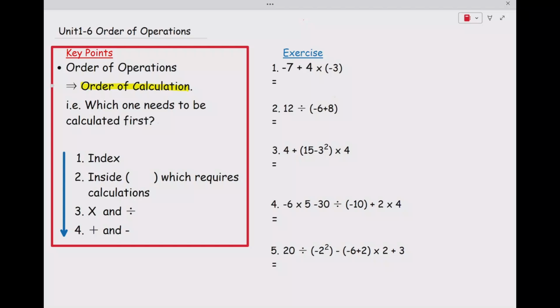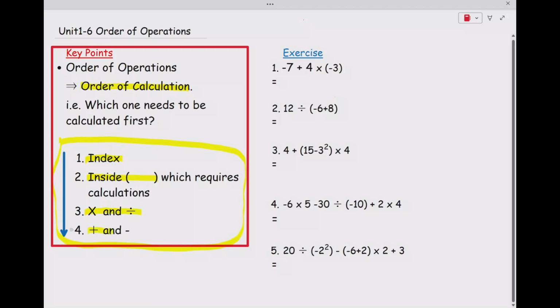The order of operations looks like this. Please make sure to memorize this. The first thing you have to calculate is the one with index. Next is the contents of the brackets that requires calculations. And next, multiplications and divisions. There is no priority between multiplications and divisions. So, just go from left to right.